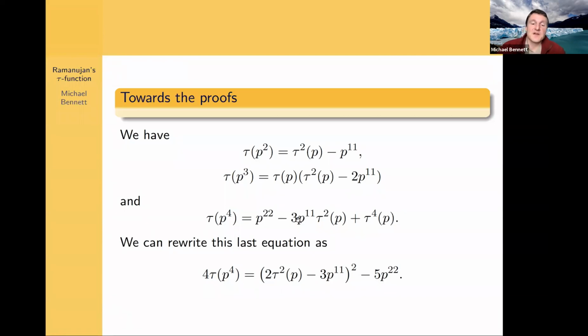Okay. But in any case, the observation to make here is that if we bound the greatest prime divisor of tau of p to the m for one of these, m equals 2, 3, 4, and the same will hold for 5, then what we have is a square minus a constant times p to the 11, square minus a constant times p to the 11, square minus a constant times, well, it's an 11th power. So a square minus a constant times an 11th power. We've got that this has bounded greatest prime divisor as well.